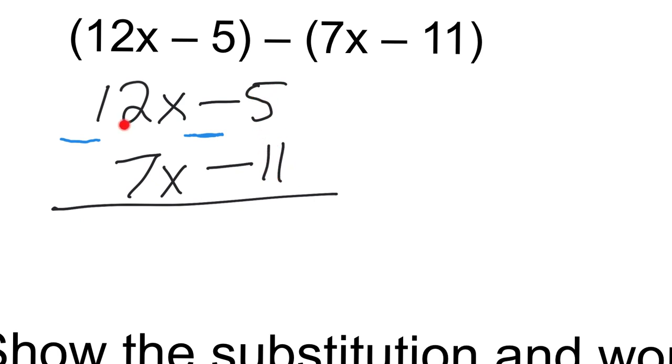So let's start here. 12x minus 7x. I think we can do that without doing keep, change, change. 12x minus 7x is 5x.